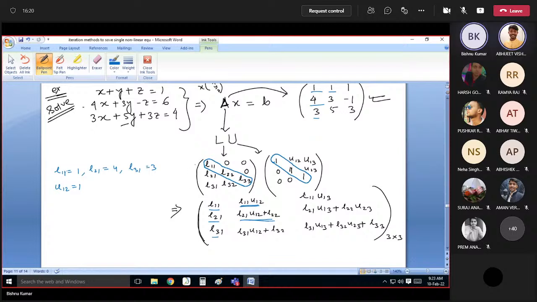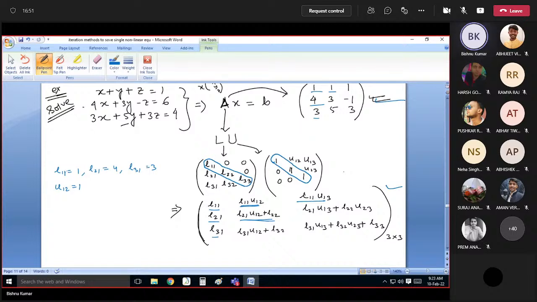In L matrix 6 and U matrix 6, so total will be 12 unknowns. If we compare point wise along with this matrix and this matrix, you will get simply 9 equations. So 9 equations, 12 variables. Can you solve? You will build an infinite solution system here, so you will not get the unique solution of all L values and U values.